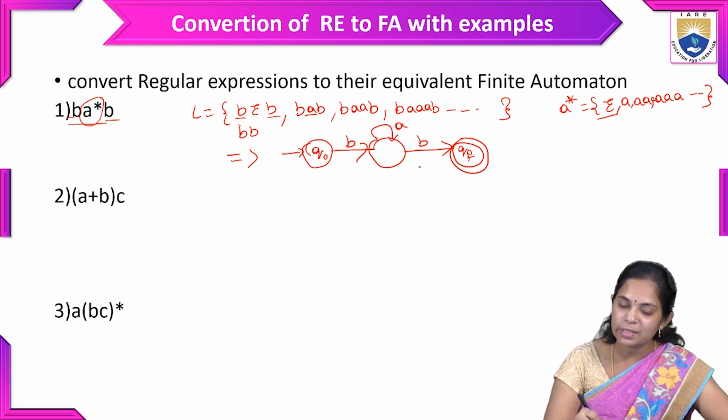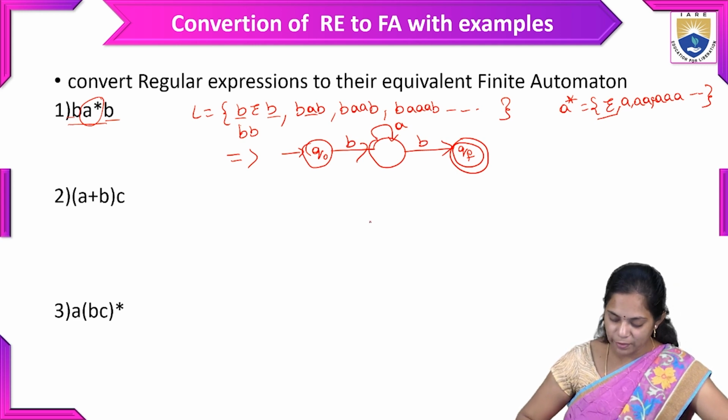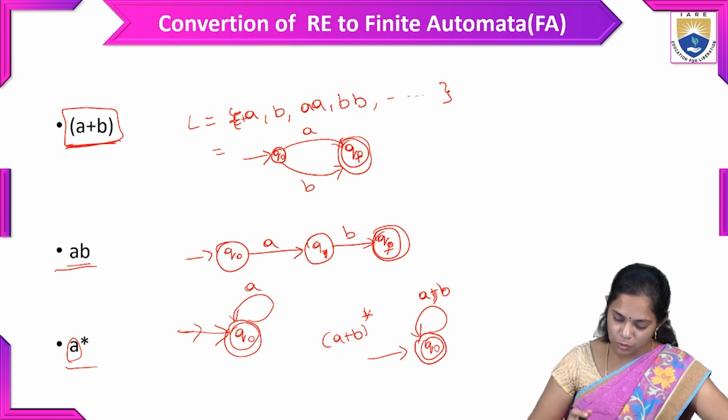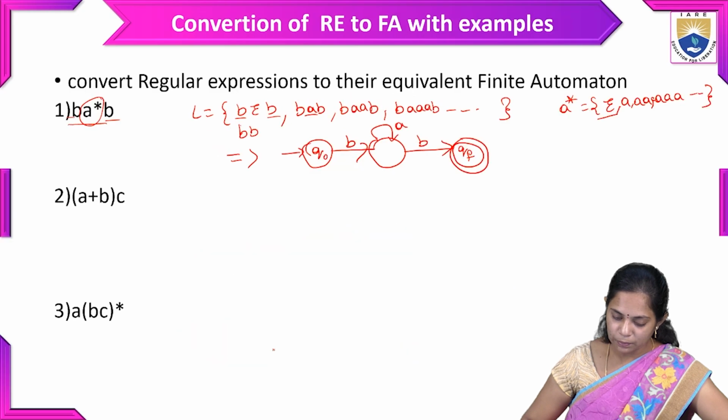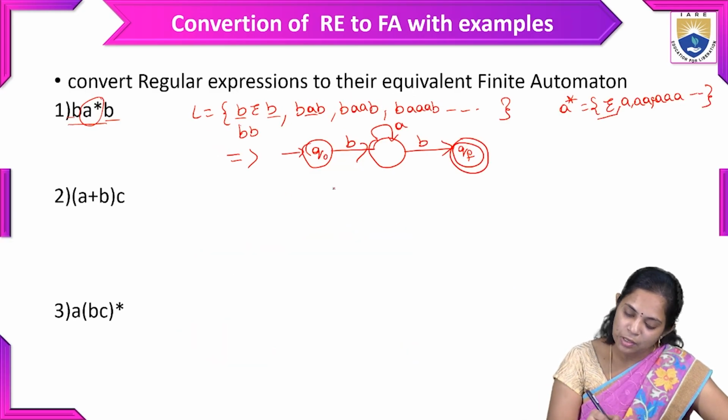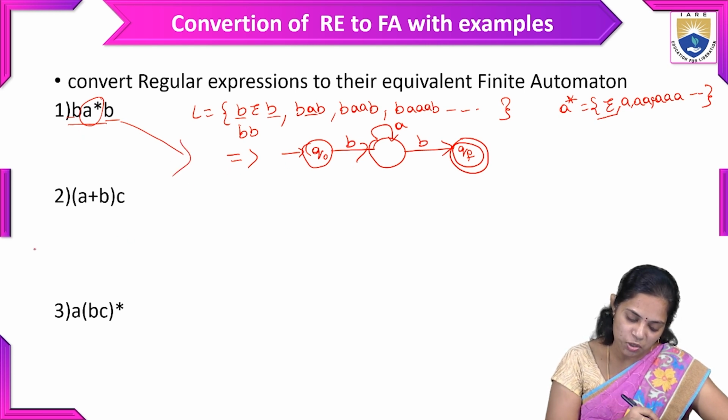So how to represent this A star? In the previous slide we discussed this representation, so that's why we have written it like this. So what is the finite automata for this kind of regular expression? And next we will move to the second one.